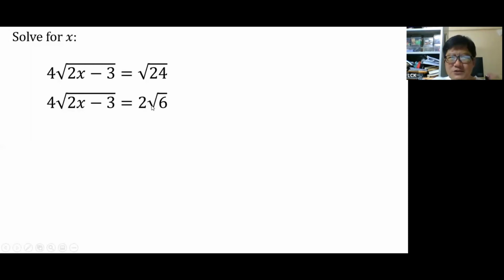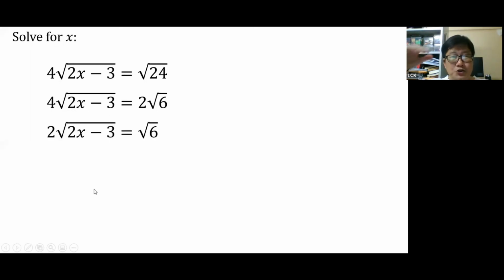Now here, once you see this, you have a 4 here, you have a 2 here, you know that you can divide throughout by 2. So go ahead and divide throughout by 2. You get a 2 square root 2x minus 3, and here you are just left with a 6. How did I get to this step? I arrive at this step by dividing this throughout by 2.